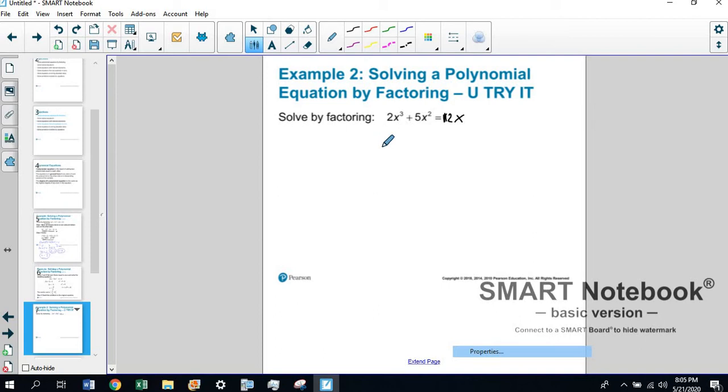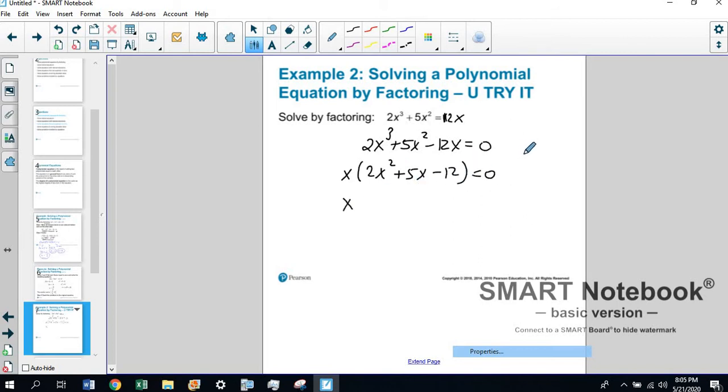All right, so how do we solve this? Well, it's the same as last time. We're going to try it by factoring, which means the first step is to set it equal to 0. So we subtract 12x from both sides. Notice there's an x in common everywhere. So we get x times the quantity 2x squared plus 5x minus 12 equals 0.